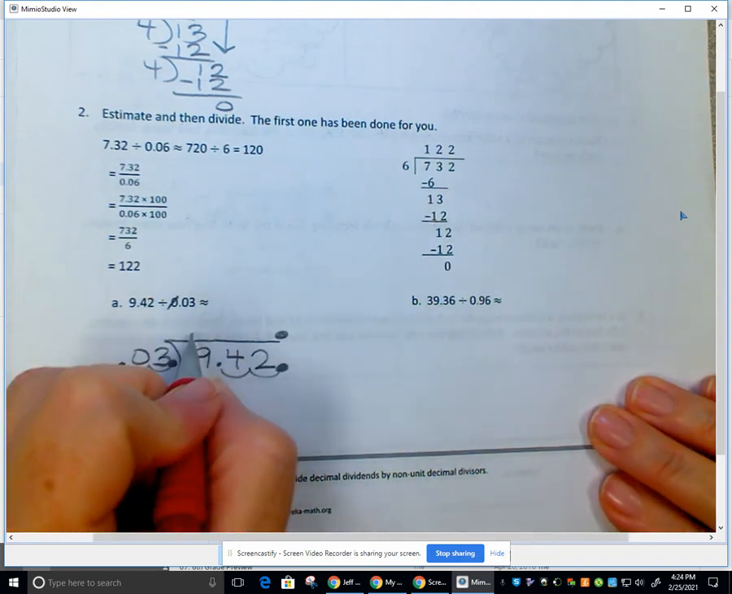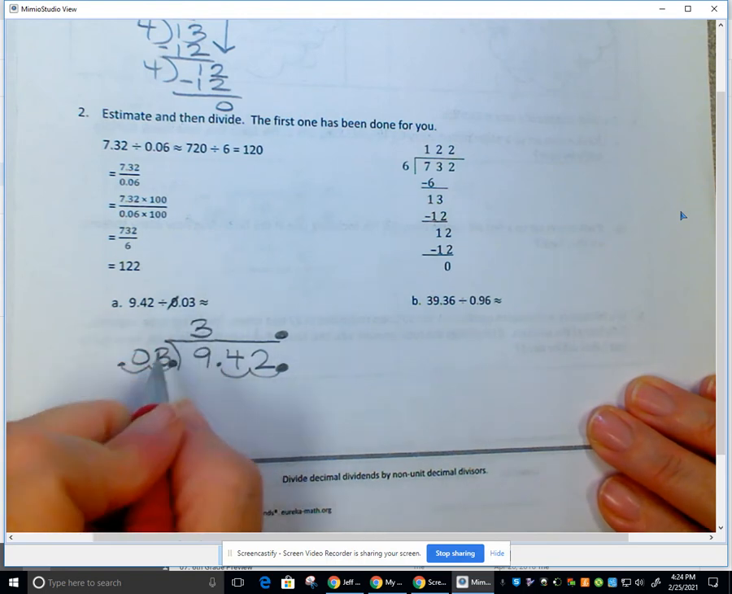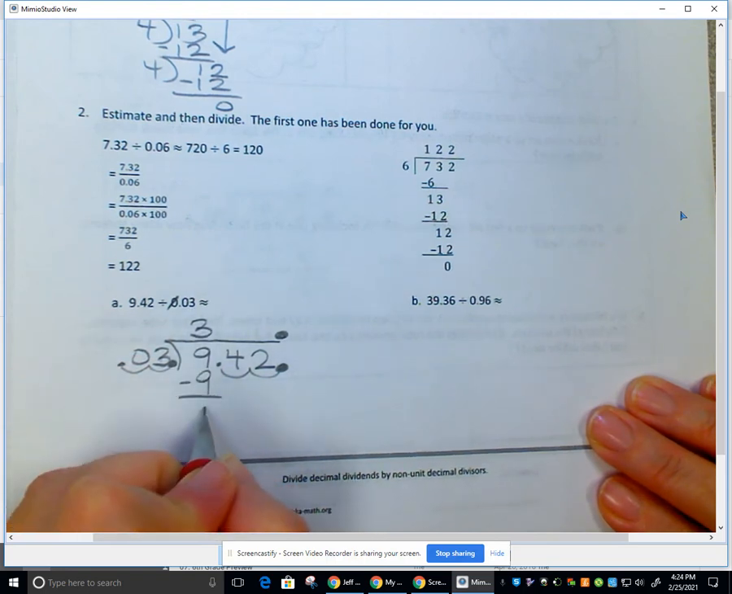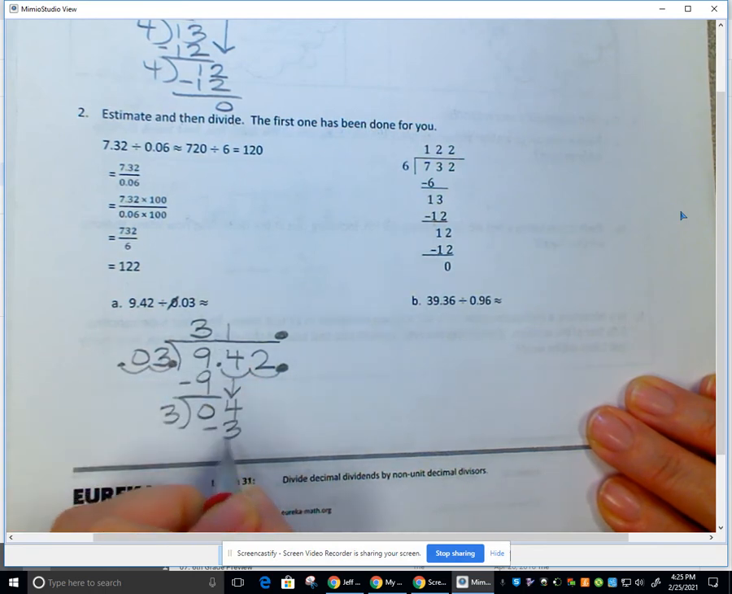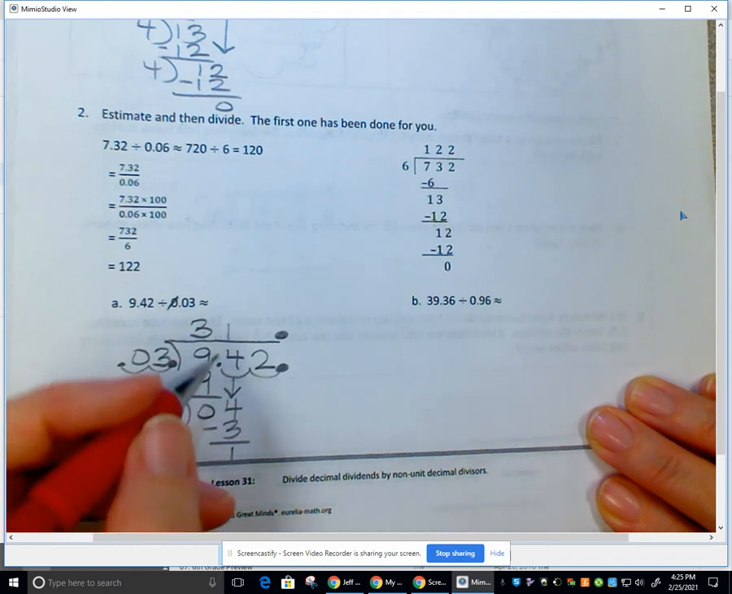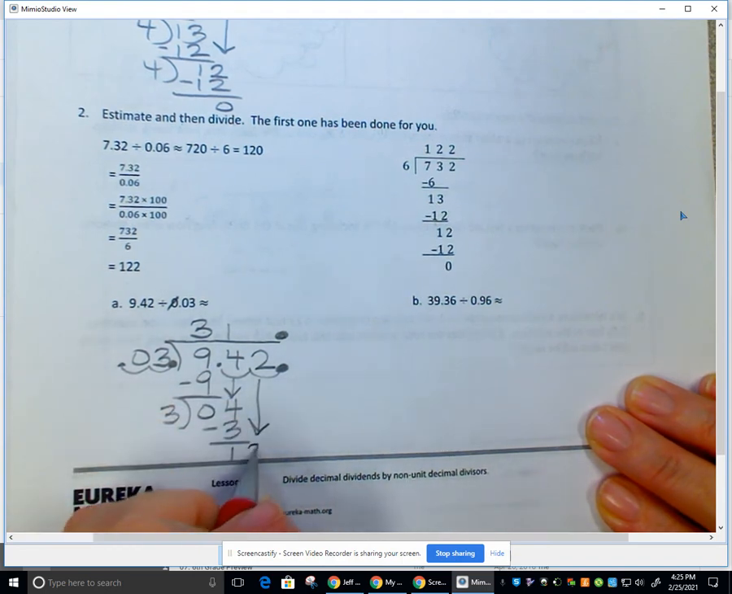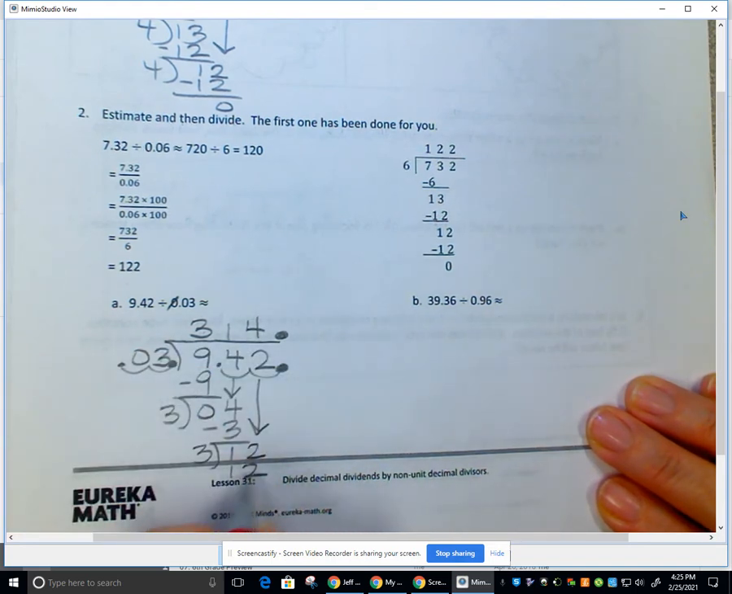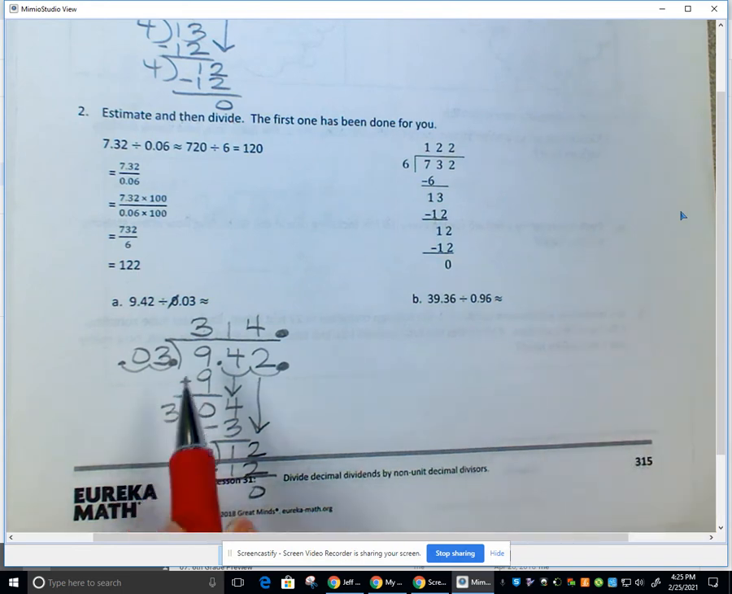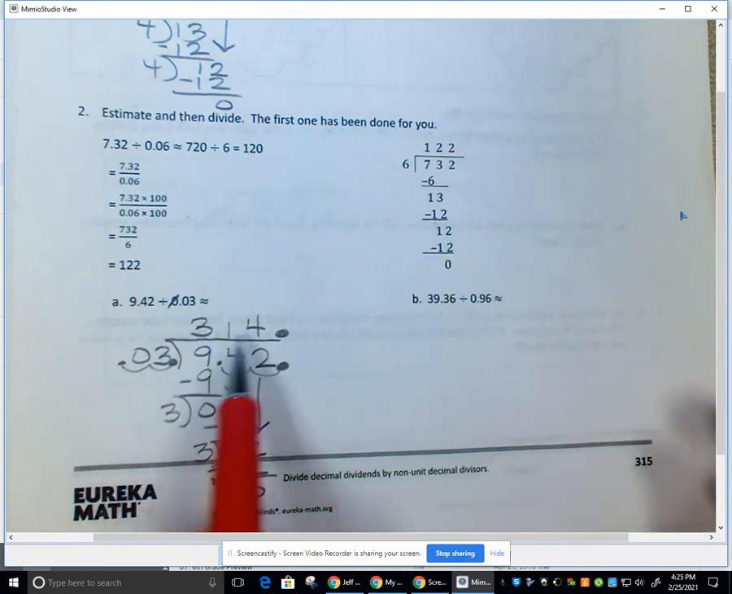Now, 3 will go into 9 3 times. 3 times 3 is 9. Subtract 0, bring down a 4. 3 will go into 4 one time. 1 times 3 is 3. Subtract 1, bring down the 2. 3 will go into 12 4 times. 3 times 4 is 12. Subtract 0. And there's my answer, 314.